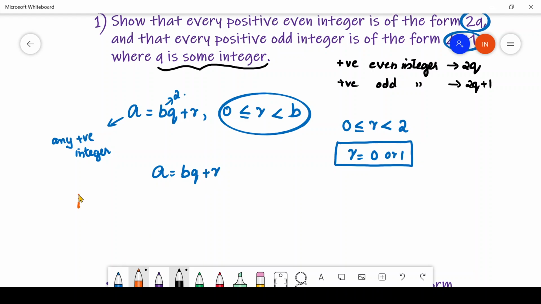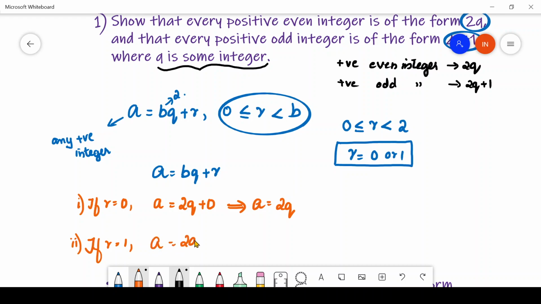If the first condition, R is equal to 0, what will be the value of A? A is equal to, B is 2, so 2q plus 0. That means A is equal to 2q. Now, second, if R is equal to 1, A is equal to 2q plus 1. So we got A is equal to 2q as well as A is equal to 2q plus 1.